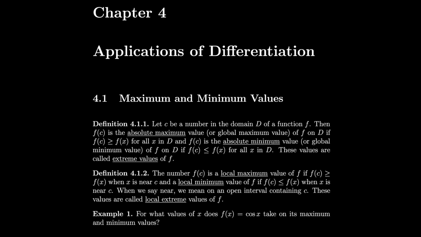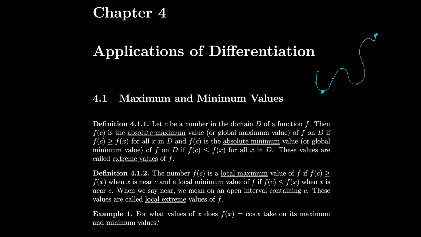So what we're saying is that we've got some function floating in a domain somewhere. If this value over here, f of c, is bigger than or equal to f of x for every single other point, f of x, then it's the absolute maximum value. If it's smaller over here, let's say, than every other y value f of x inside of the domain, then it's the absolute minimum value.